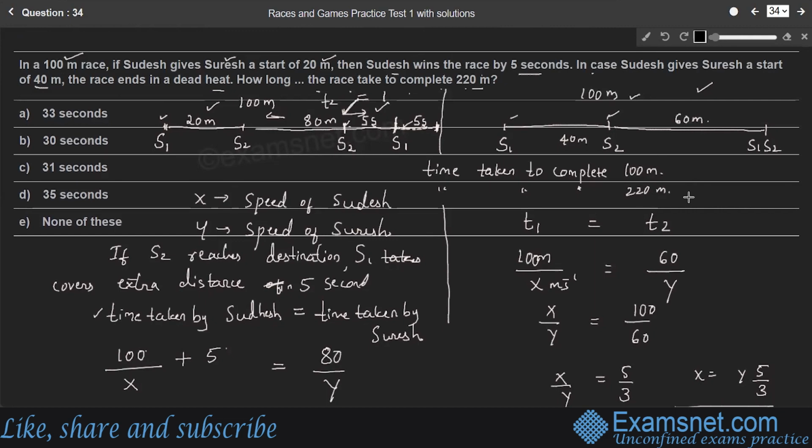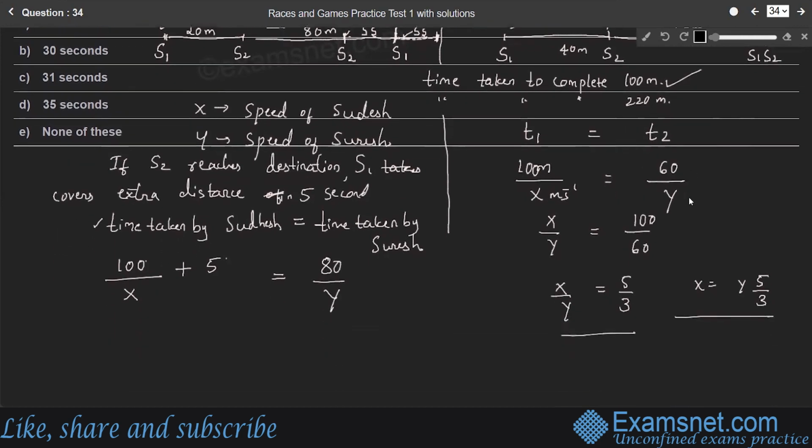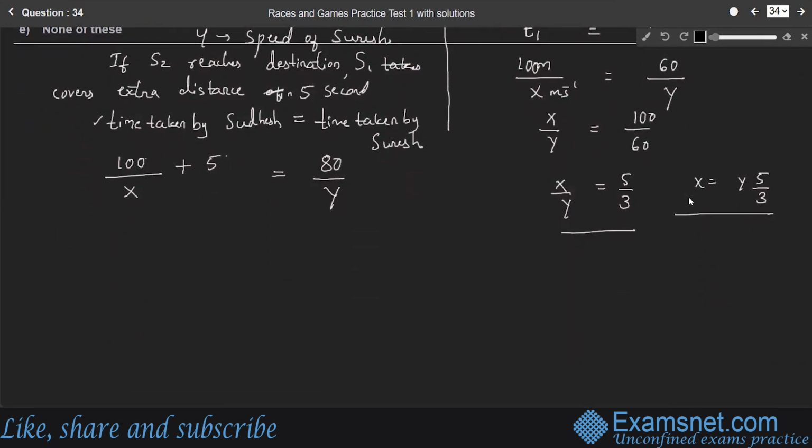So what is asked in the question? Here, how long does the race take to complete 220 meters? So first we need to find the time taken to complete 100 meter, right? For that, again we use the relation between x and y. So in place of y, we'll consider 3 by 5 into x, or in place of x, we'll consider y into 5 by 3. Any relation you can consider.